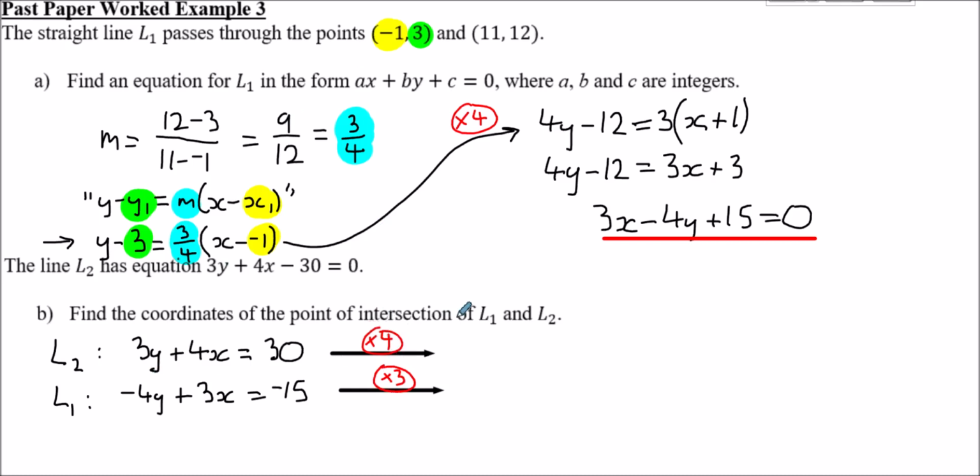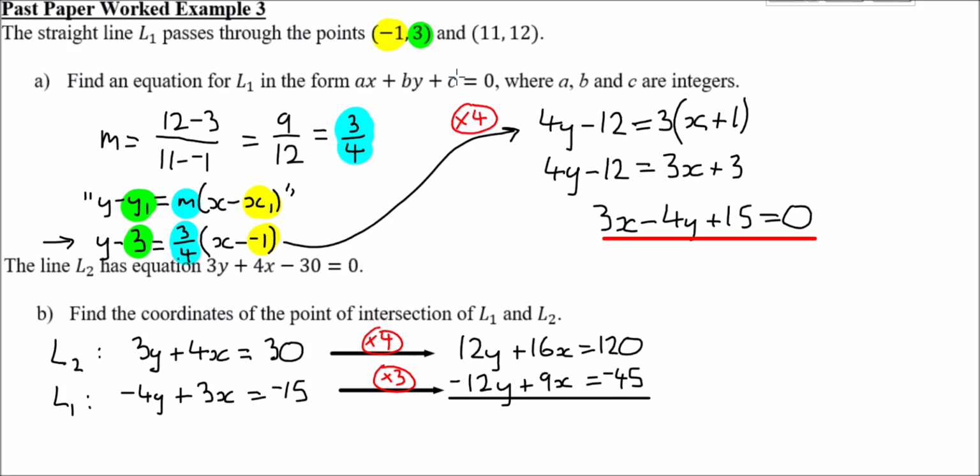So 3y times 4 gives us 12y. 4x times 4 gives us 16x. 30 times 4 gives us 120. Then on the bottom, minus 4y multiplied by 3 gives us minus 12y. 3x times 3 is positive 9x. Minus 15 multiplied by 3 is minus 45. So, because the signs of these y's are different, if we add them together, they'll cancel. So let's add both equations together now.